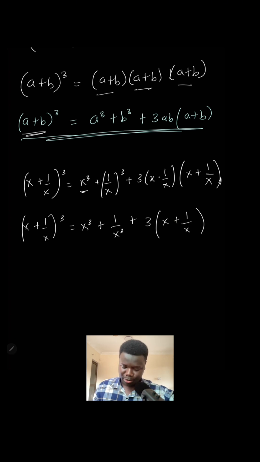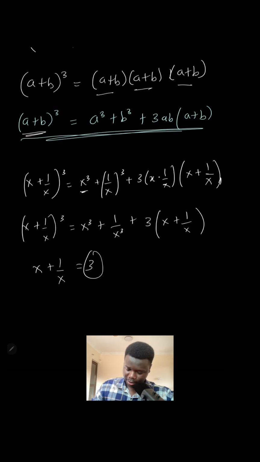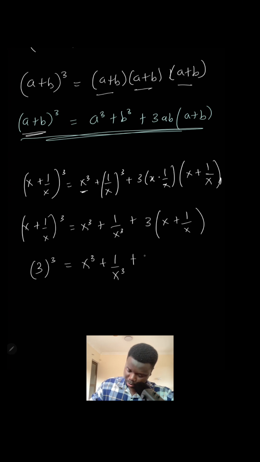Now our work becomes really, really simple, because from our question, x plus 1 over x was equal to 3, right? Good. So we are going to substitute 3 in place of x plus 1 over x. So that's going to be 3 cubed equals x cubed plus 1 over x cubed plus 3 into bracket x plus 1 over x, which is also 3 here, right? Good. So we have 27 equals x cubed plus 1 over x cubed plus 9.